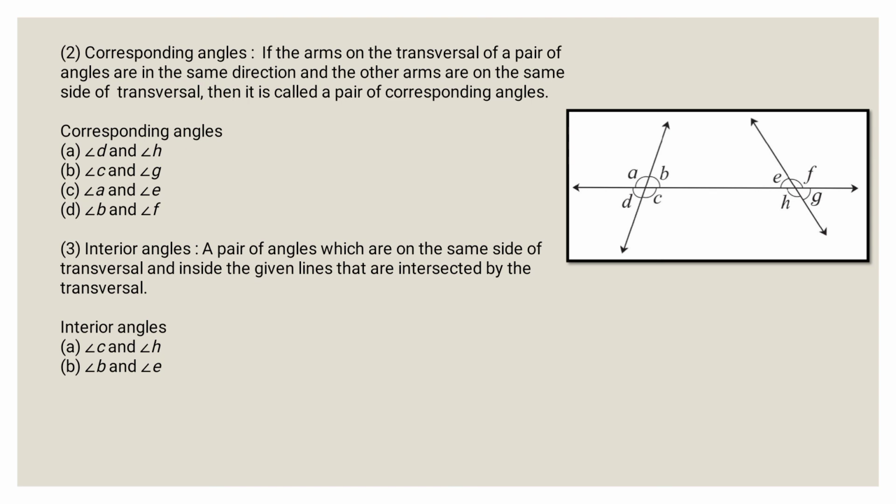Third is interior angles. A pair of angles which are on the same side of the transversal and inside the given lines that are intersected by a transversal. The interior angles: first is angle C and angle H, and second is angle B and angle E. This is shown in the figure.